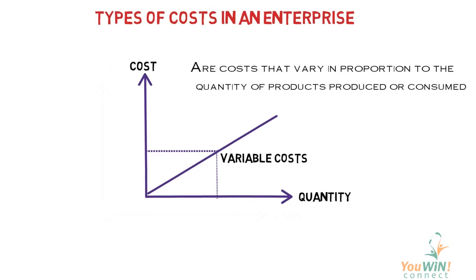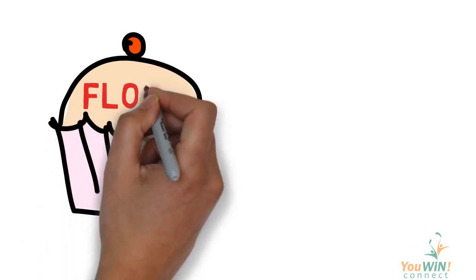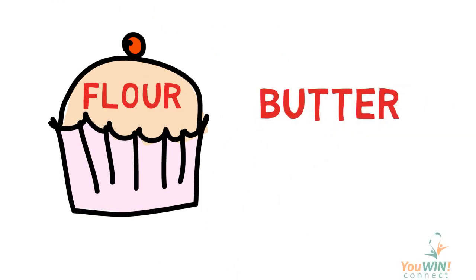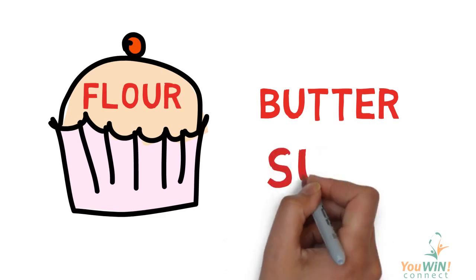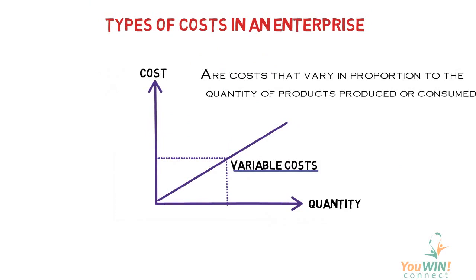consumed. Using the bakery example, based on the quantity of loaves of bread produced, the quantity of flour used would vary. The amount of butter would vary. The amount of sugar would vary. These are variable costs.